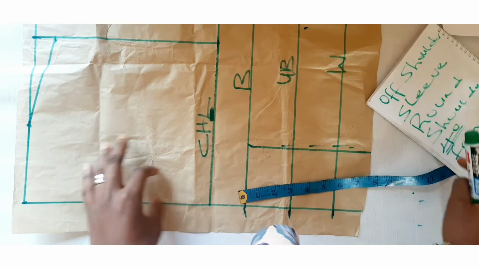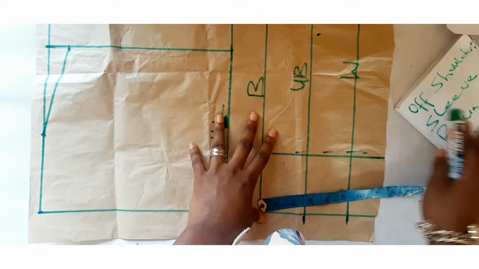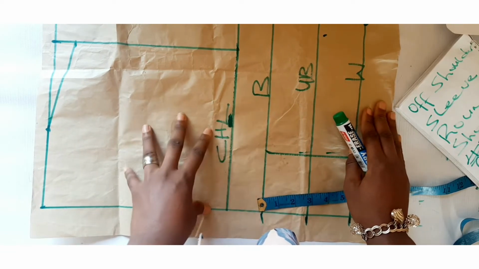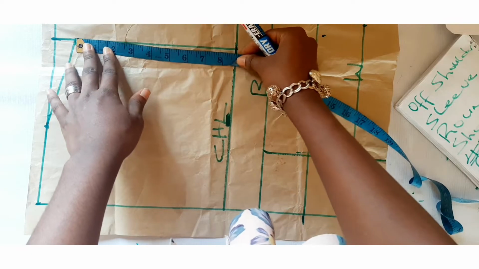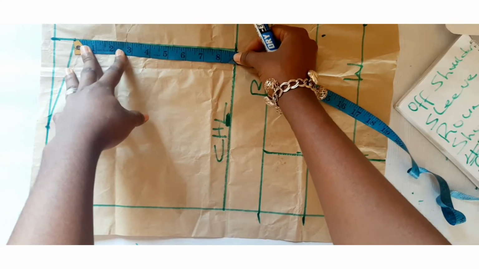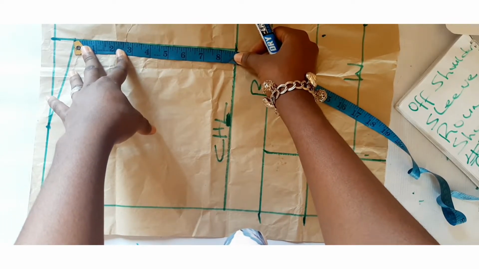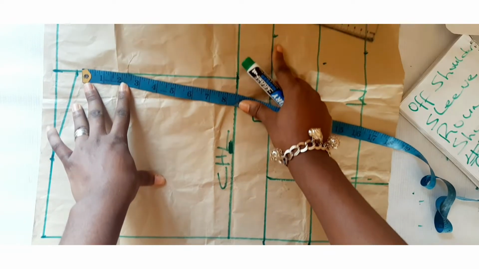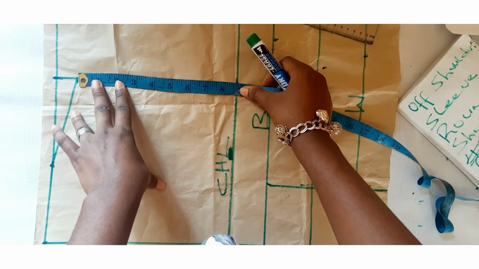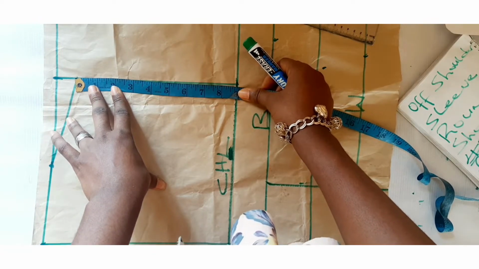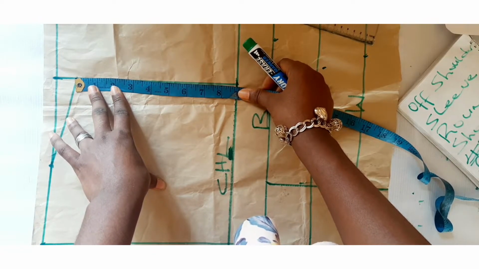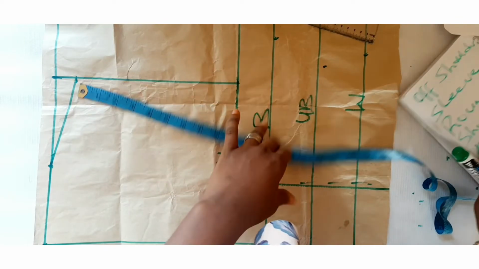All right, let's go to how to get your armhole depth. That is this. How do you get this whenever you are measuring your client? How do you get your armhole depth when you are measuring your client? This is the formula for your armhole depth. You're going to divide your bust by 4.